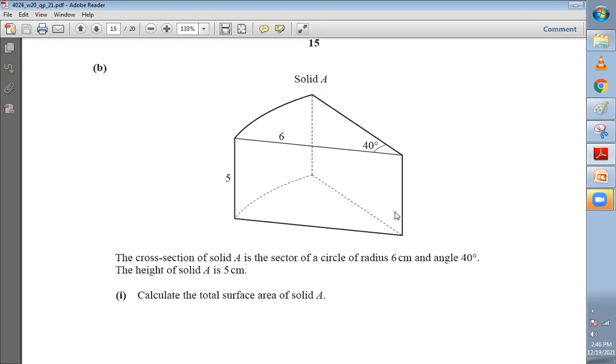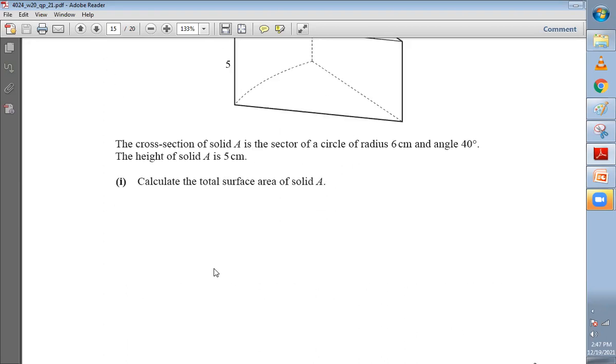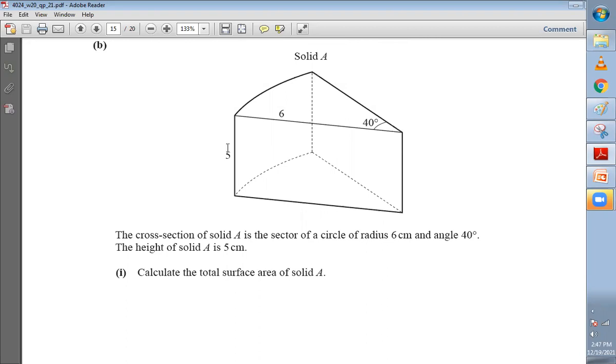This is question number 7, and its B part is coming up on the screen. It says the cross section of a solid A is the sector of a circle of radius 6 centimeter and angle 40 degrees. The height of the solid A is 5 centimeter. This is also a prism, and this top is the base, because like this we have a face on the floor. So this is your base, and the distance between the two bases is 5. So that's the height of the prism. They want to find out the total surface area. It's a 4-mark question.